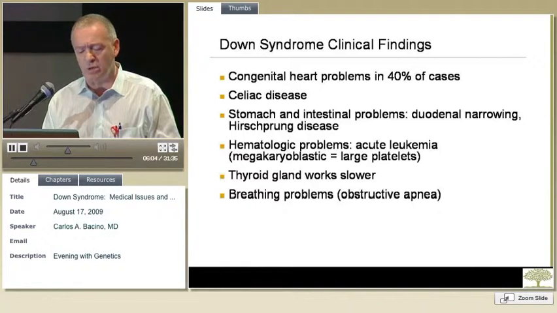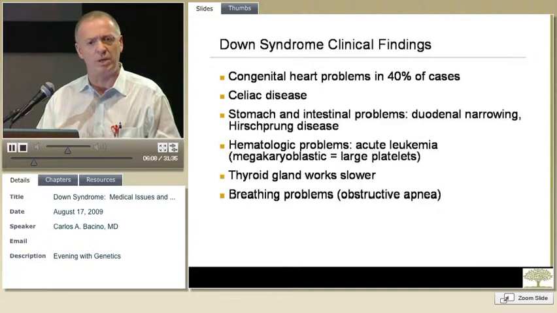One thing that I would like to talk a little bit about is the blood-related problems, because people get very concerned when they hear the word leukemia.